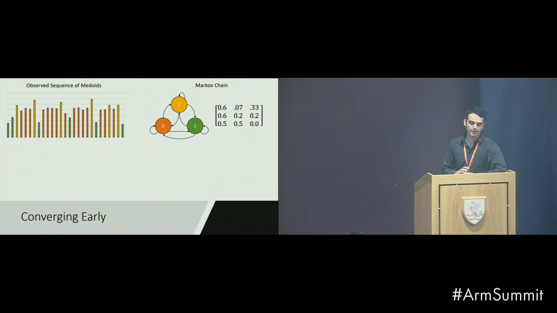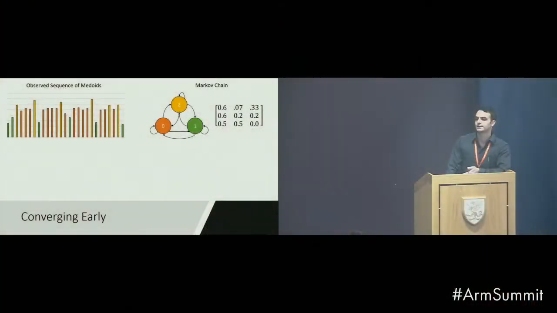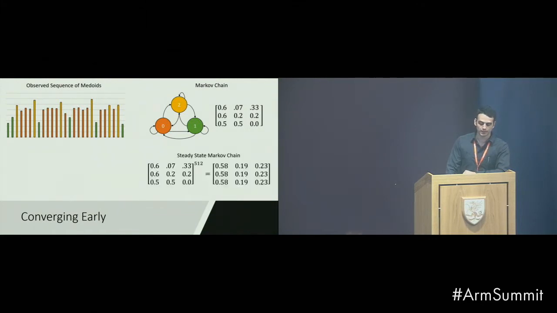If we look at the top left part of the matrix, we'll see that state 0 transitions to itself 60% of the time, and transitions to state 2 33% of the time. If we look at the observed sequence of medoids, that seems to be pretty reasonable. So this looks correct. Then what I can do with a Markov chain is that after it goes through a few iterations, it tends towards a steady state. There's a formal way to get this steady state, but we can approximate it by raising the transition matrix to an exponent.